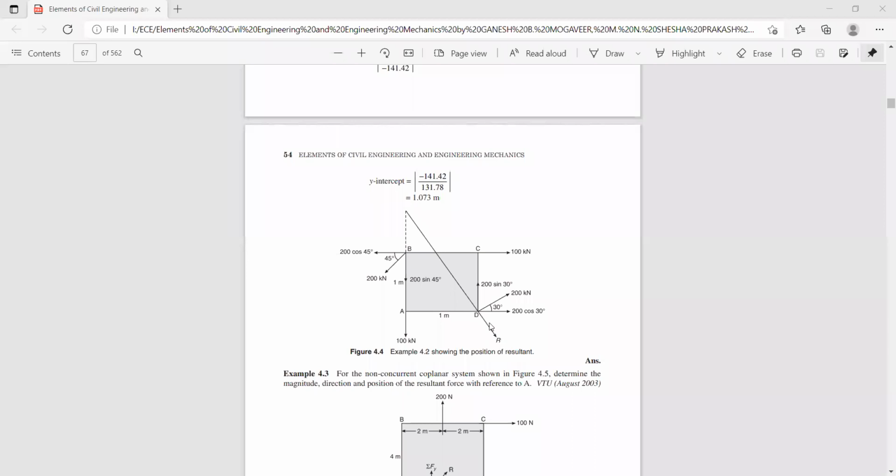You can see the resultant lies in the fourth quadrant, and this is the angle of direction of the resultant with respect to x-axis, that is theta, and this is the perpendicular distance d, and this is the x-intercept of the resultant, and this is the y-intercept of the resultant. Anyway, next class we shall solve some more problems on coplanar non-concurrent force system, how to take the moments with respect to any given point.